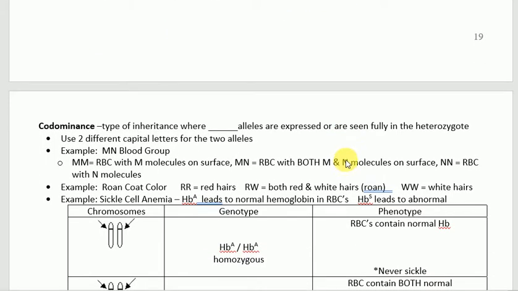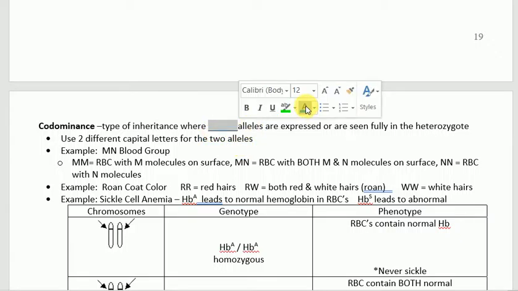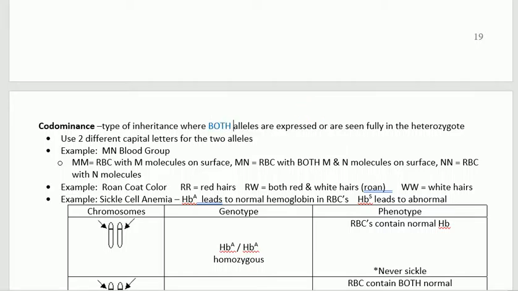Next we're going to talk about codominance some more. So this is the type of inheritance where we have both alleles being expressed or seen fully in the heterozygote. So we're going to use 2 different capital letters for the 2 alleles. An example would be a blood group. A red blood cell with an M molecule on the surface would be MM. MN would be a red blood cell with both the M and the N molecule, and the NN would be the red blood cell with an N molecule.